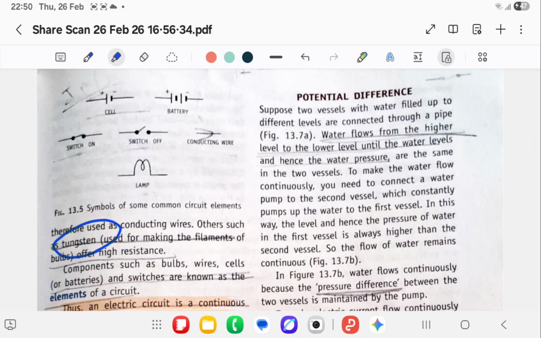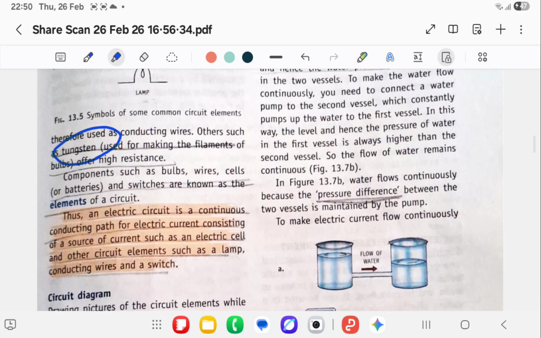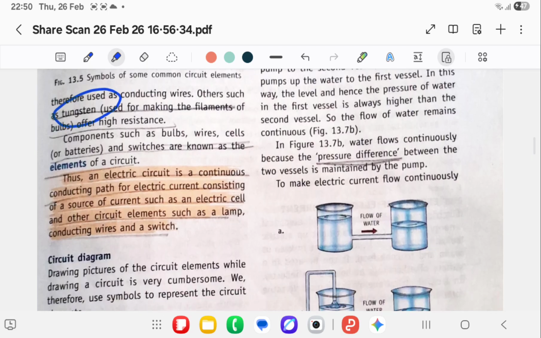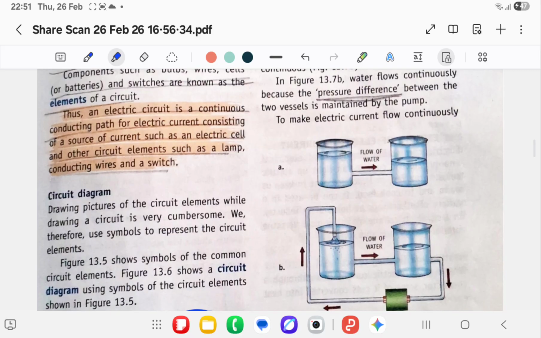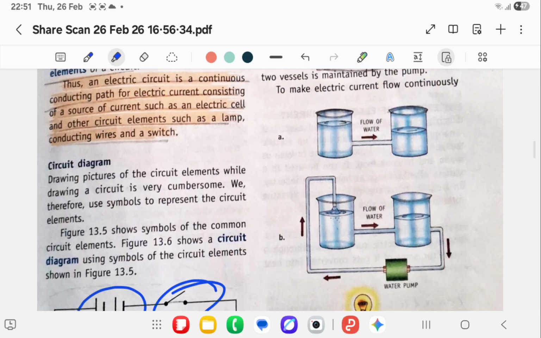Okay, so as I have discussed in the class also, potential difference means when anything flows from its higher concentration to its lower concentration. Wherever the pressure is higher, wherever the concentration is higher, it will always flow to the lower level of concentration or pressure till both are the same. Like in this example, the water will flow from the higher to the lower level till both the levels are the same.